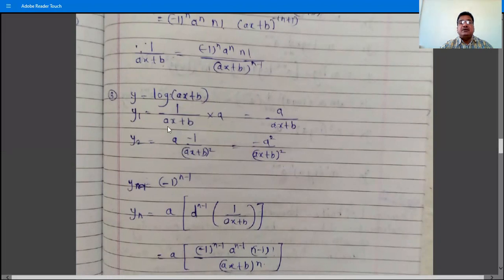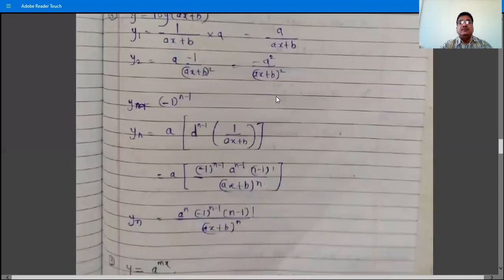1 divided by x plus b into a, and so it is a by ax plus b. Then y2, the derivative of what? This quantity. A is constant, and the derivative of 1 by ax plus b is minus 1 by (ax plus b) whole square into the derivative of ax plus b, which is a. Right, into a here, and this a into a becomes a square. Because of minus 1 we have the negative sign, ax plus b raised to 2.